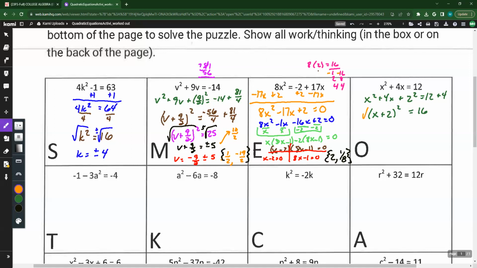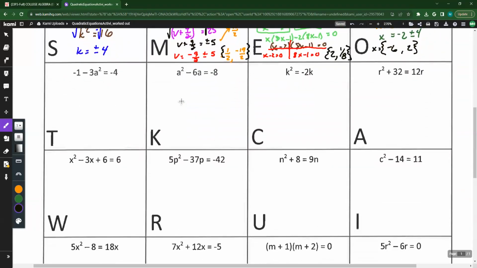Then I square root both sides, square root plus or minus. I have x plus 2 equals plus or minus 4. And then we have x equals negative 2 plus or minus 4. So x equals negative 2 minus 4, which is negative 6, and negative 2 plus 4 is 2. So those are my answers. And we could have written it out a little bit more, however, I'm trying to squeeze in these little teeny tiny boxes.